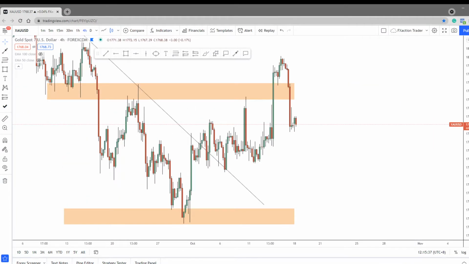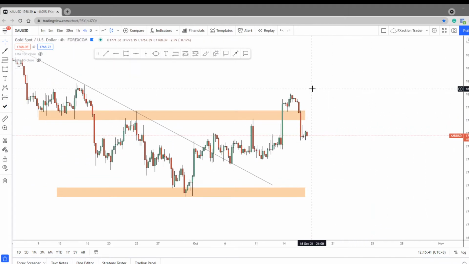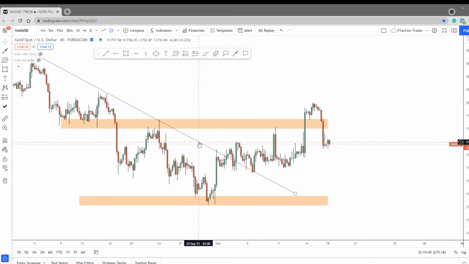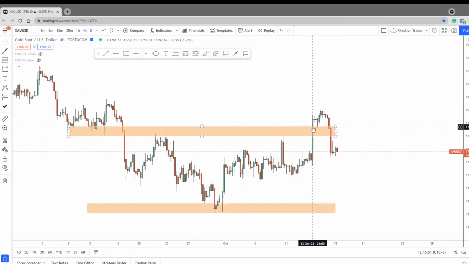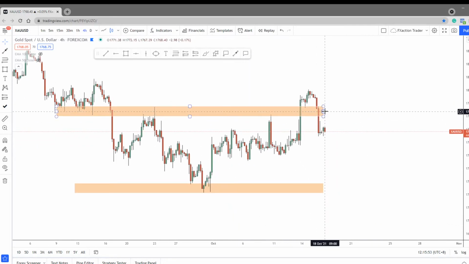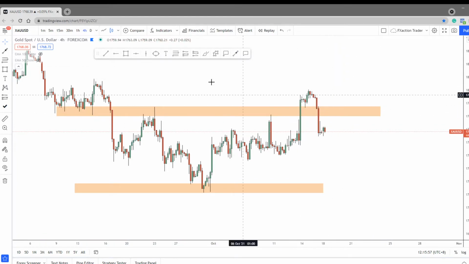So let us have a look at gold. On gold, this pair is quite interesting. Firstly, we can see the market attempted to break above the structure, but the market broke back into this sideways structure, meaning that in this market condition, we still have more sellers than buyers.